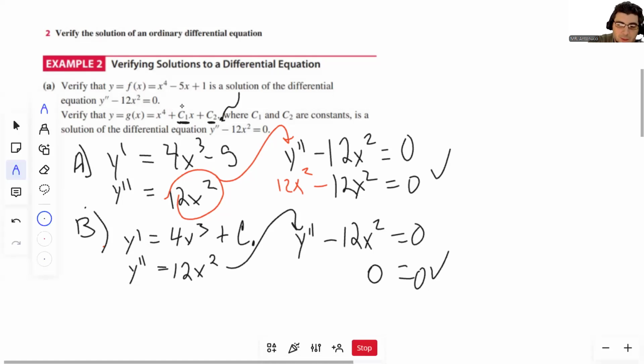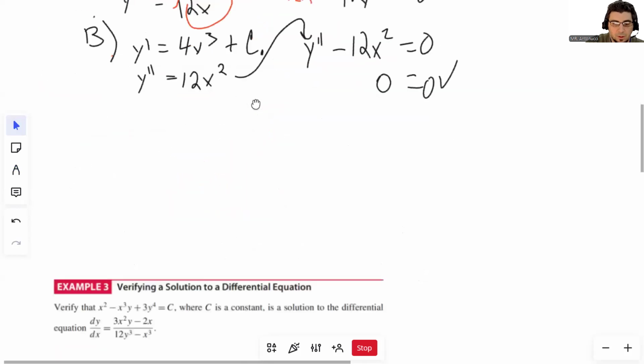Notice that it doesn't matter what c1 and c2 are, they can be any numbers. So basically, this is showing that there's an infinite number of solutions to this differential equation for different values of c1 and c2, as long as you have x to the fourth and then just a constant there for that one.